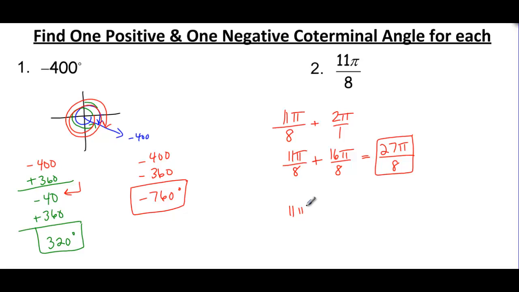But what if I want a negative one? Instead of adding 2 pi, I'm going to do a negative rotation, so I'm going to subtract 2 pi. Well, if I subtract 2 pi, that's 11 pi over 8 minus 16 pi over 8. And that gives me 11 minus 16 is negative 5 pi over 8. So I only had to do it once each time, which made it really nice. I have one example that's positive, one that's negative.